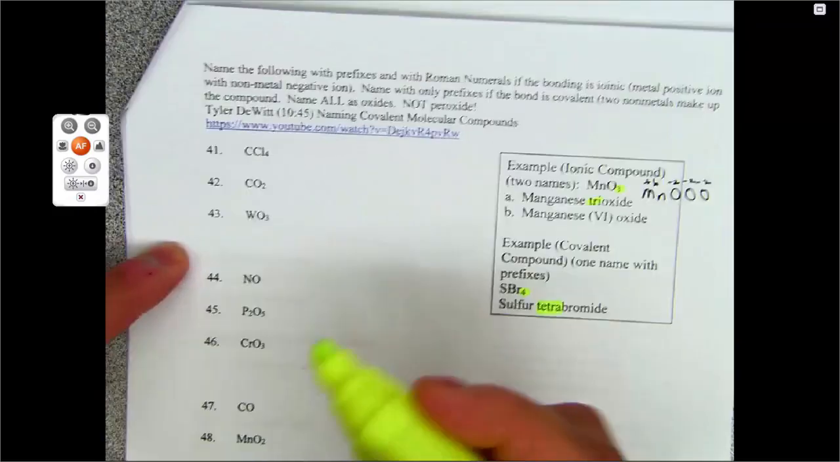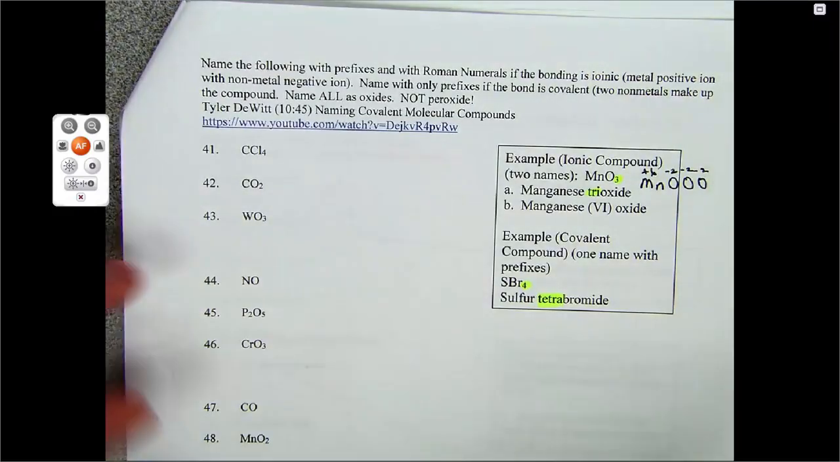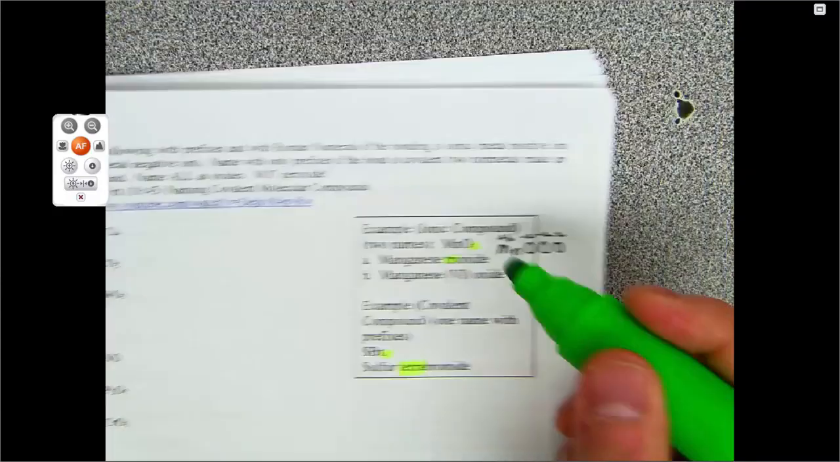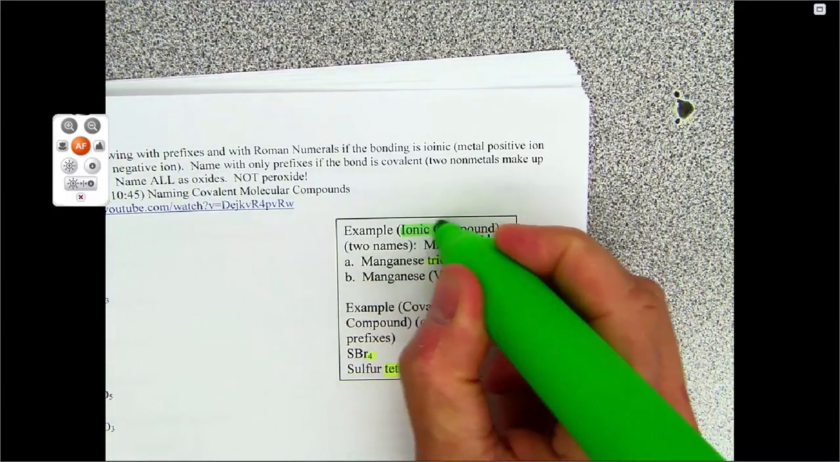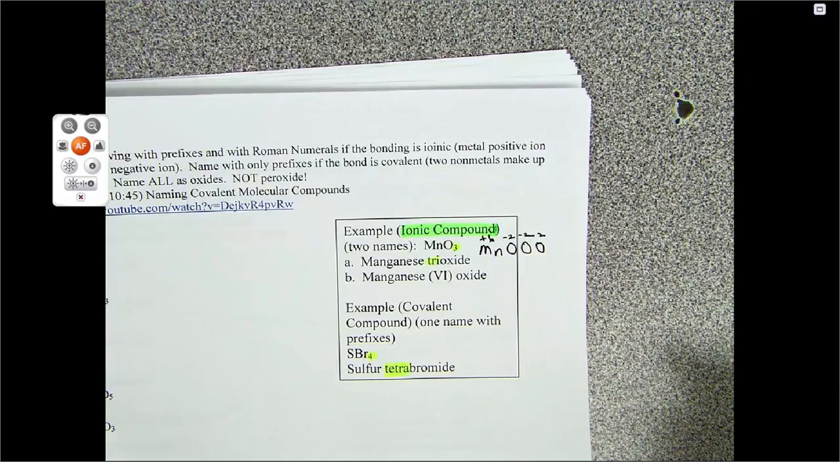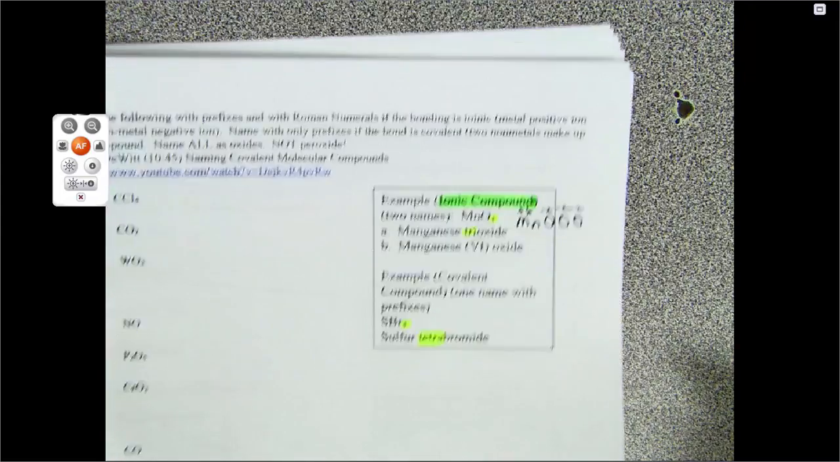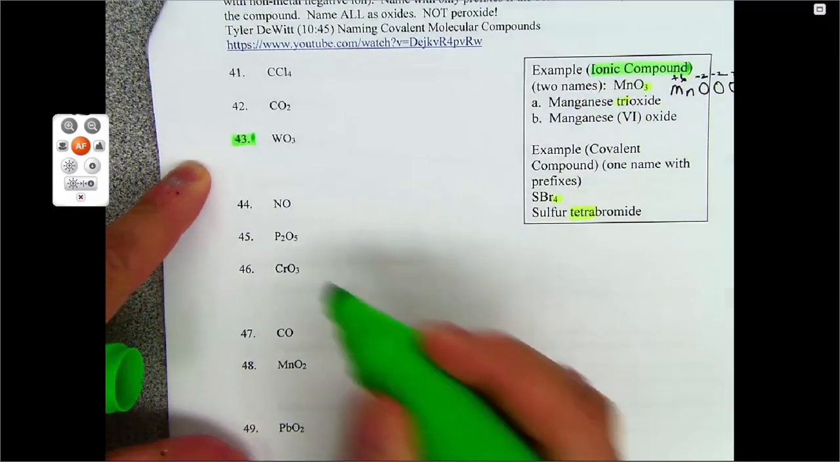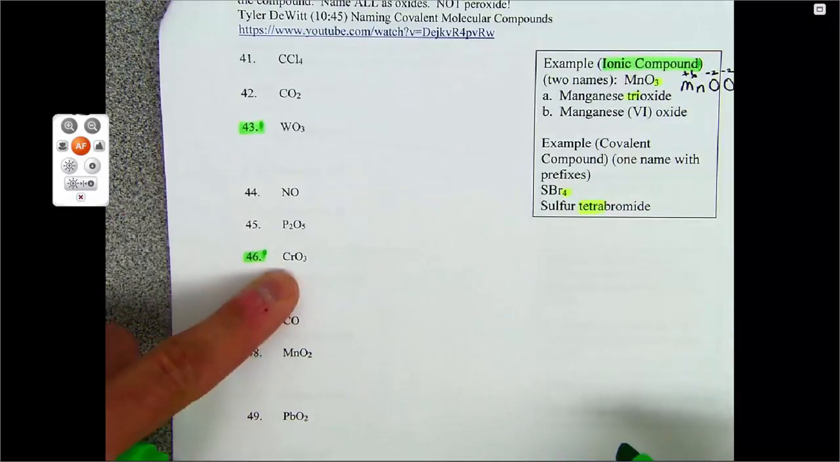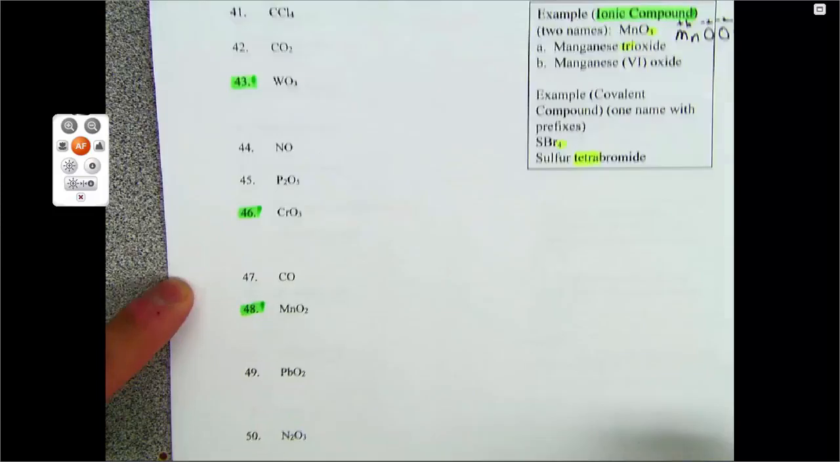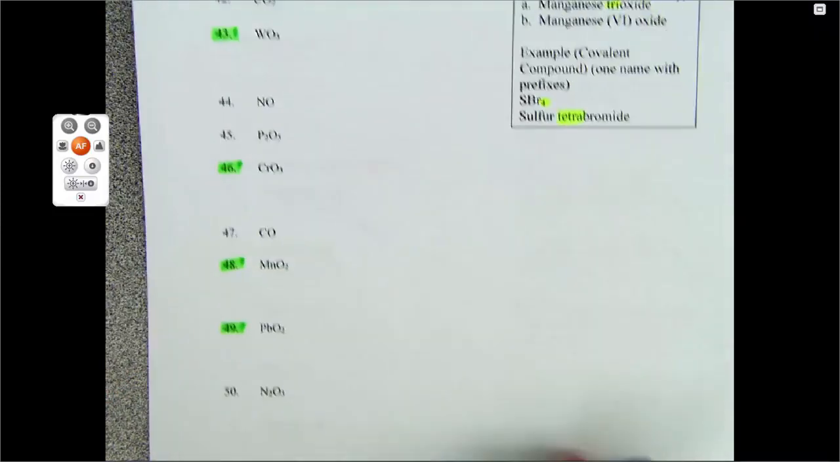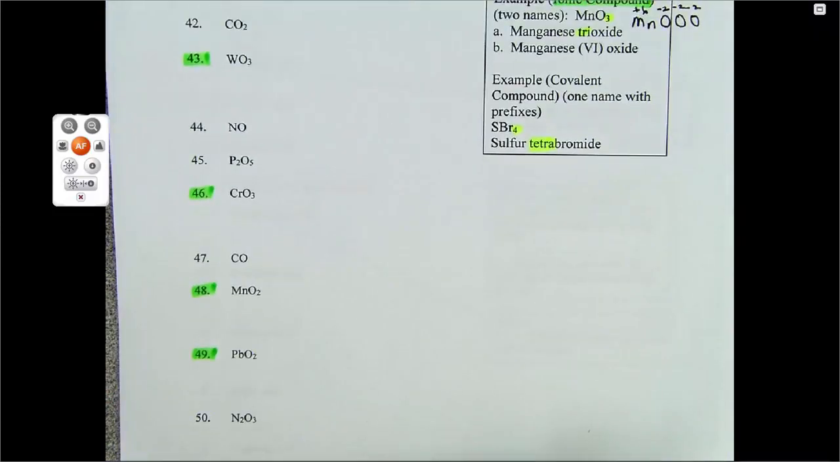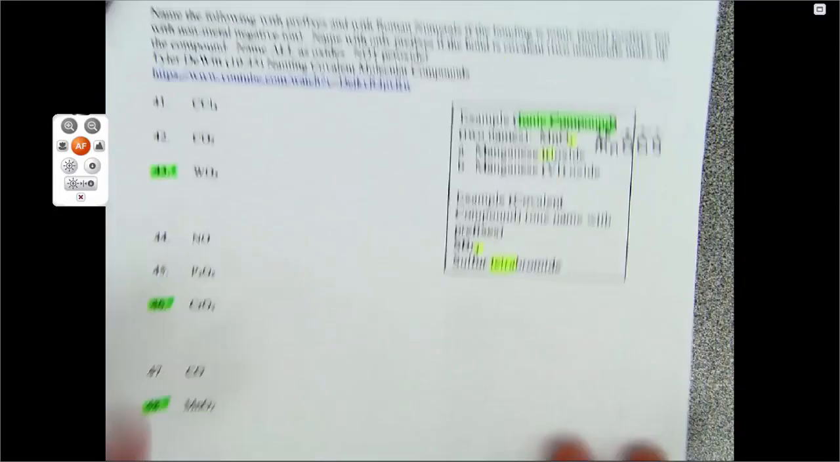The ones that need two names that are ionic compounds are the ones I gave you more room for. Starts with a metal. Starts with a metal. Chromium starts with a metal. Starts with a metal. Okay, so we're expecting two names for 43, 46, 48, 49. Let's go to the next page.